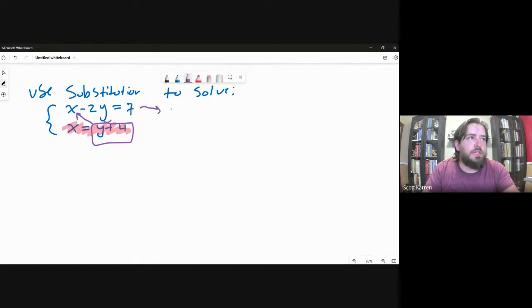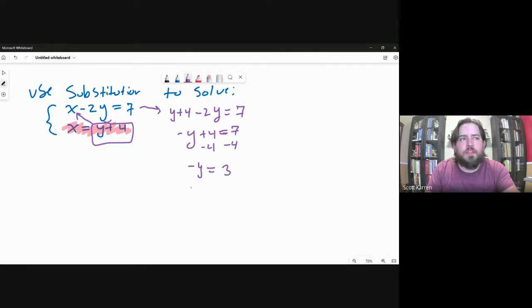So x, which is now y plus 4, minus 2y equals 7. Combine my y terms, y and minus 2y is just minus y. Get rid of that 4 by subtracting it. And then multiply both sides by -1, and I get y equals -3.